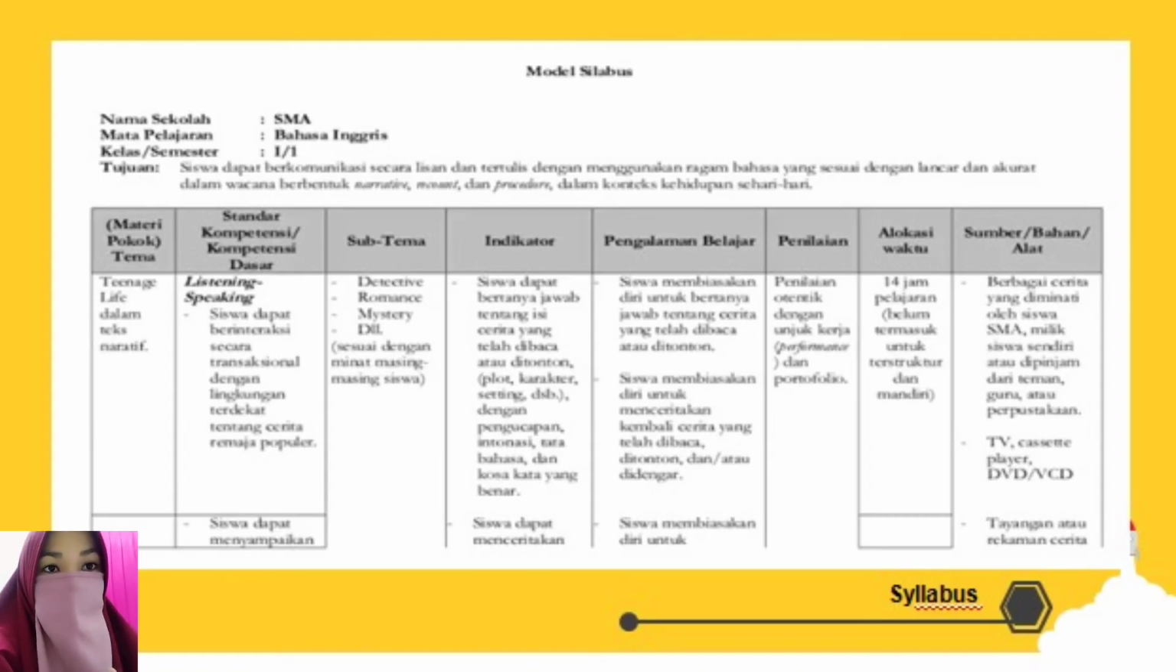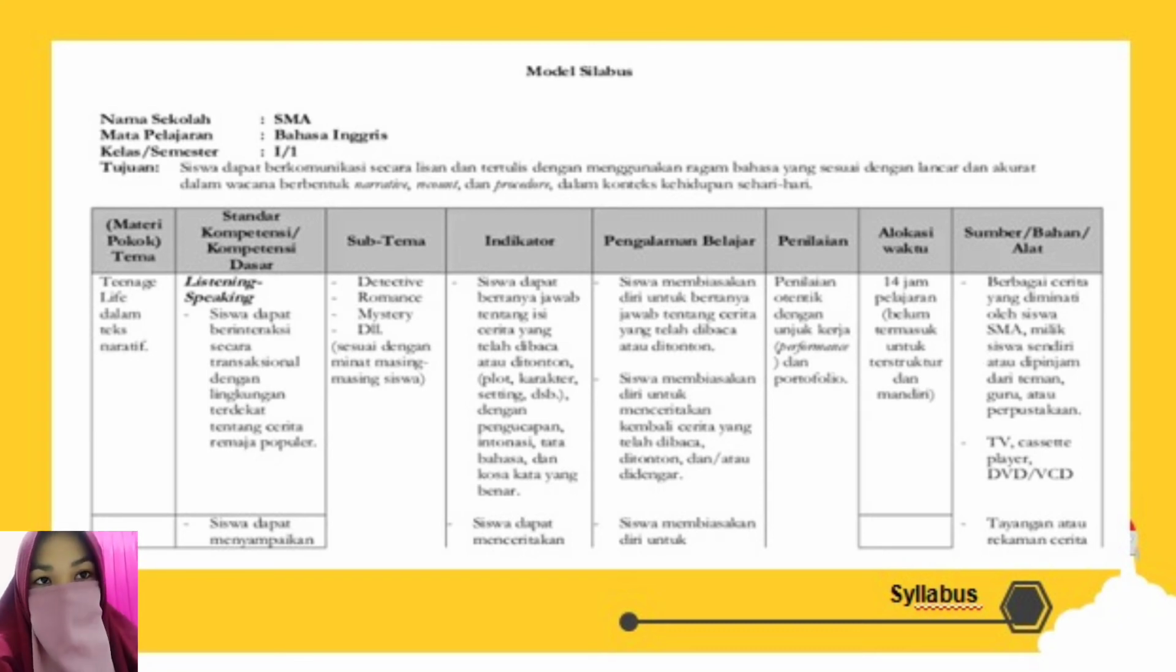But before we go into part 3, this is my syllabus. Di sini ada nama sekolah, mata pelajaran, kelas atau semester, and goals also for the student, ya. Lalu kali ini ada materi tentang teenager life dalam teks naratif.